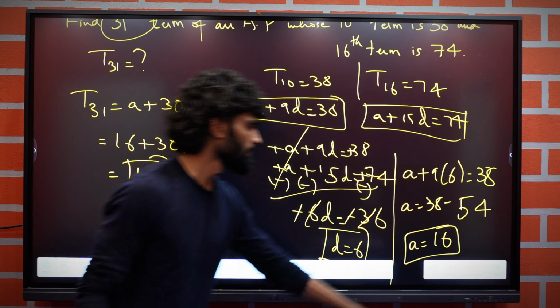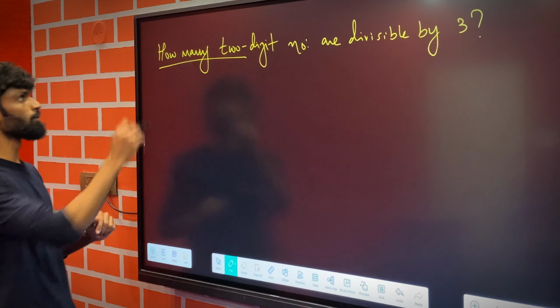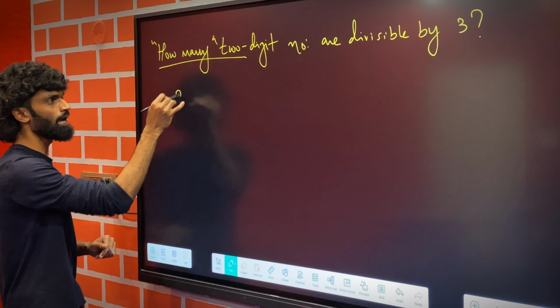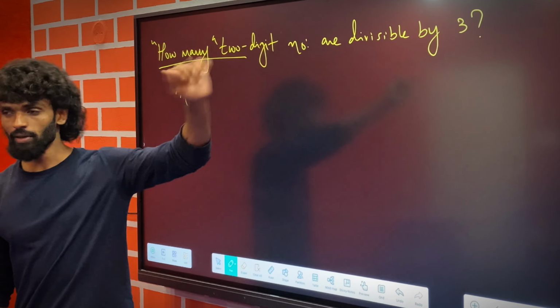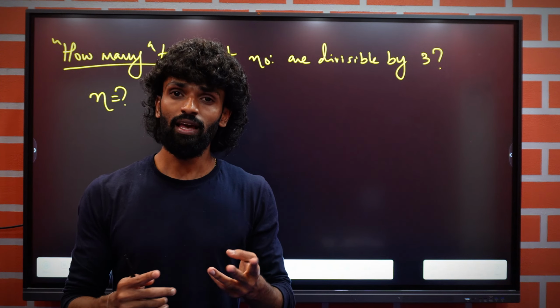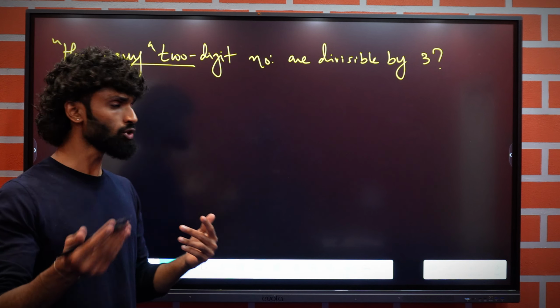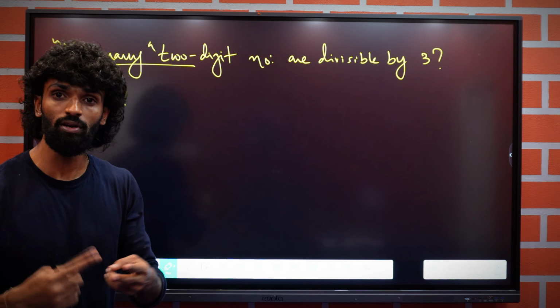So, next question. How many two-digit numbers? This is the most important phrase. Again, how many meaning? N is a question mark. Two-digit numbers divisible by number 3. So if you think, what about 3, 6 and 9? They are single digit. Obviously not possible. I'm supposed to start off from 10. Obviously 10 is not divisible by 3. What about 11? Not divisible.